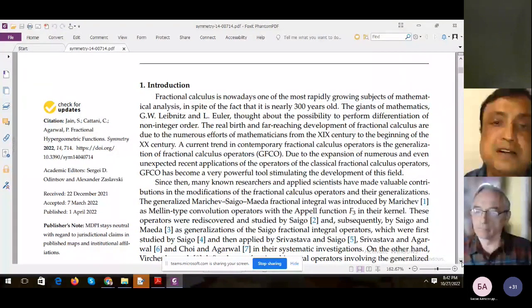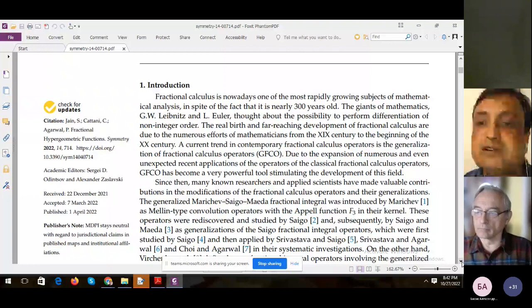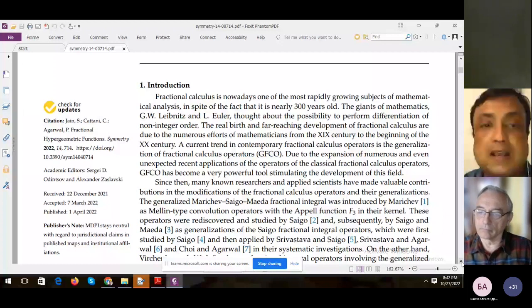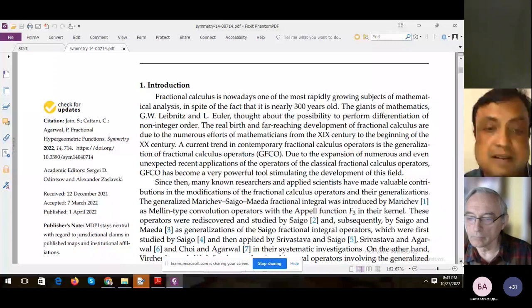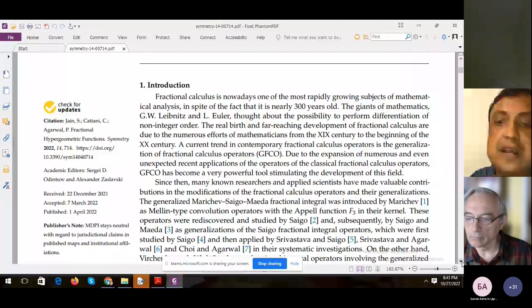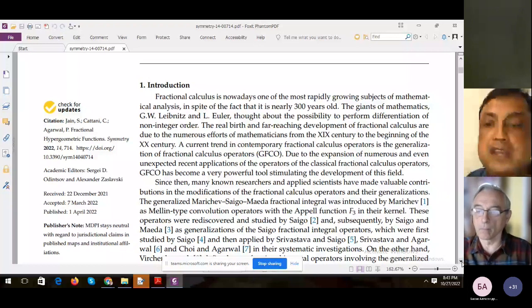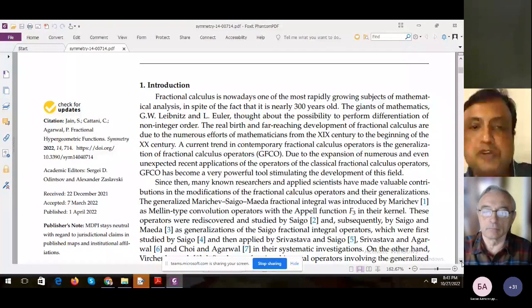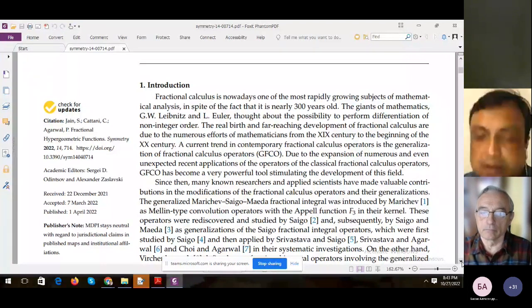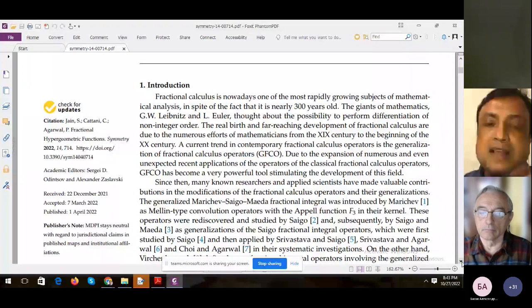A current trend is that contemporary fractional calculus operators are generalizations of classical fractional calculus operators. Due to the expansion of numerous and even unexpected recent applications, the operators of the classical fractional calculus have become a very powerful tool stimulating the development of this field. Since then, many mathematicians and applied scientists have made valuable contributions in the modification of fractional calculus operators and their generalization. So you can see that in this review paper, I have clearly mentioned that there is a huge close connection between special functions and fractional calculus.